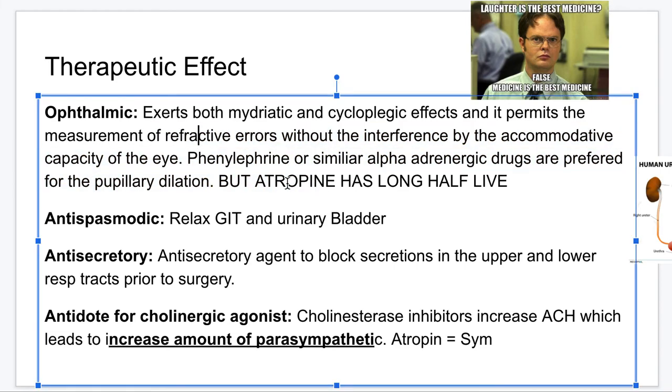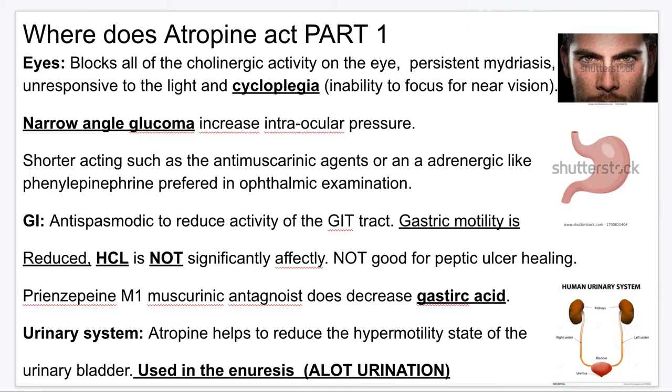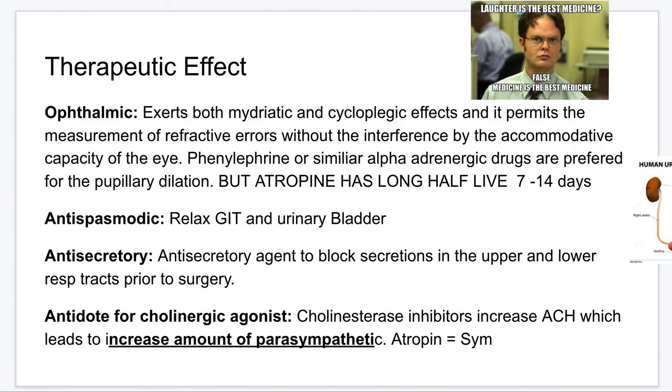to cause dilation. But the thing is, atropine has a long half-life. I believe atropine can last for 7 to 14 days in the eyes, only in the eyes. Please don't forget, this is only in the eyes. And it can lead to mydriasis and cycloplegia. Cycloplegia basically means your inability to focus on near objects.